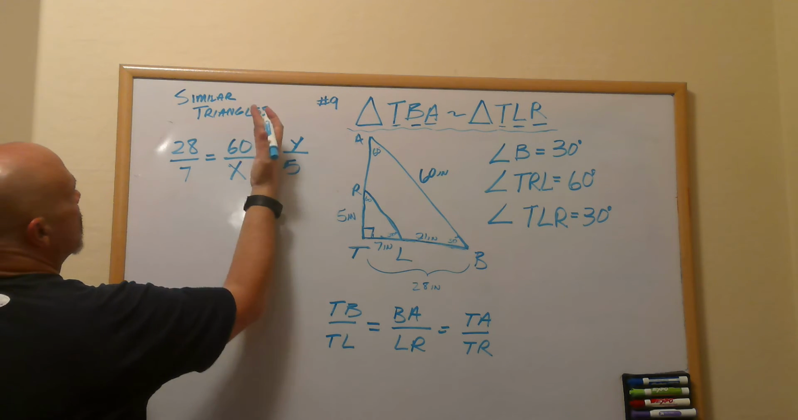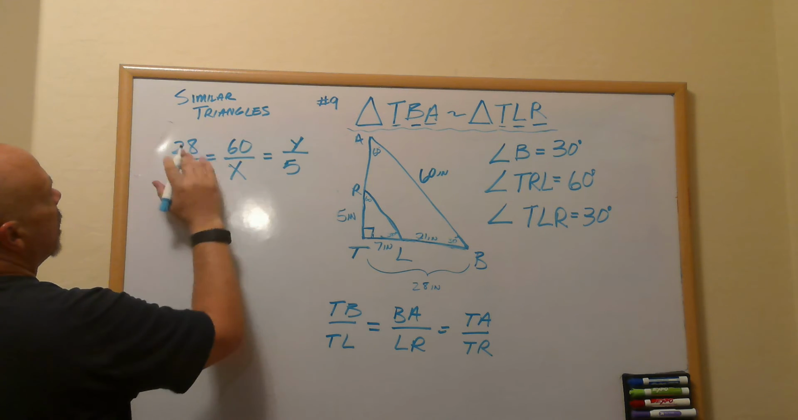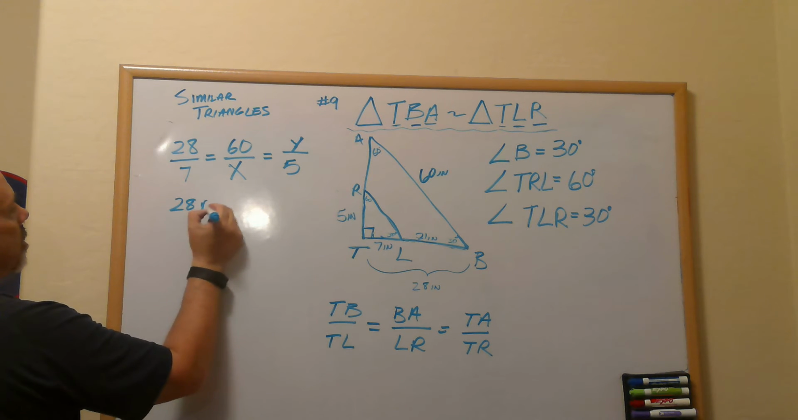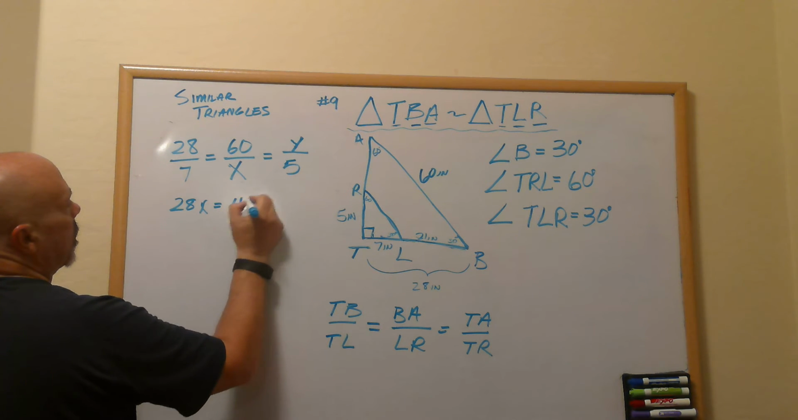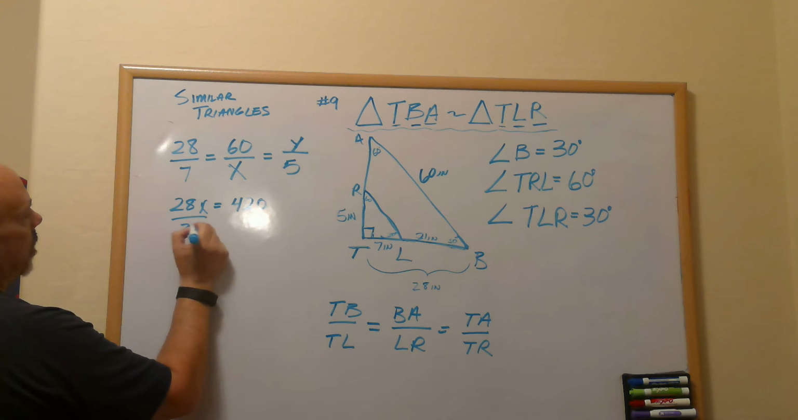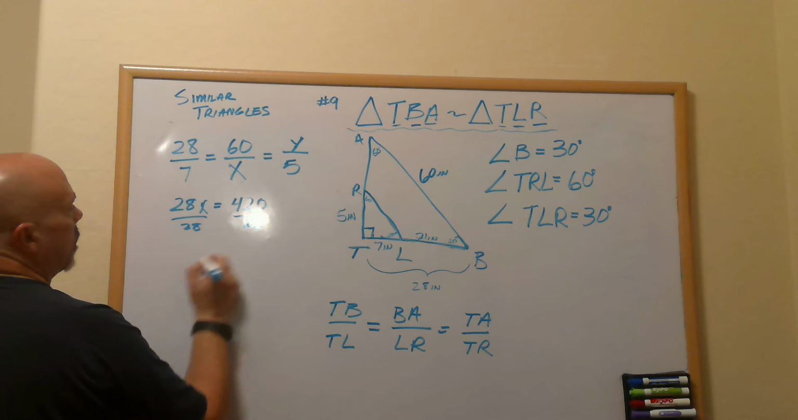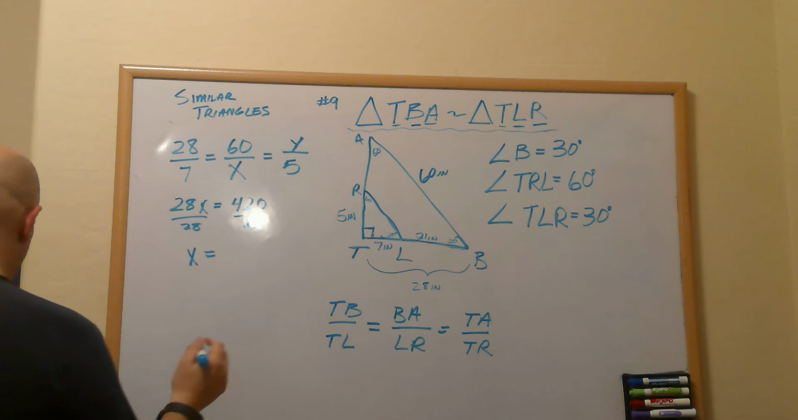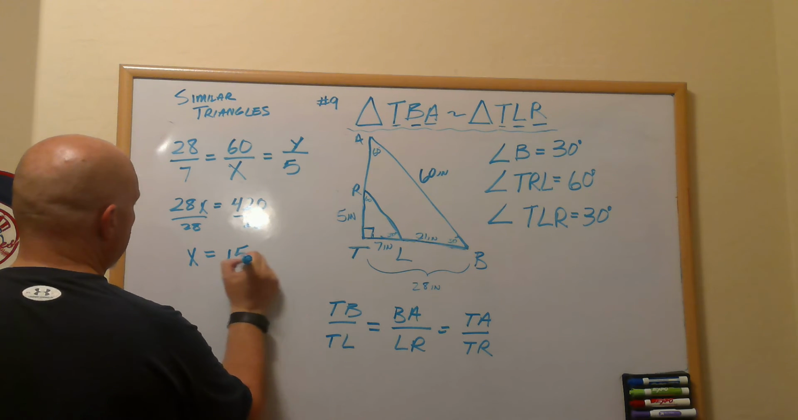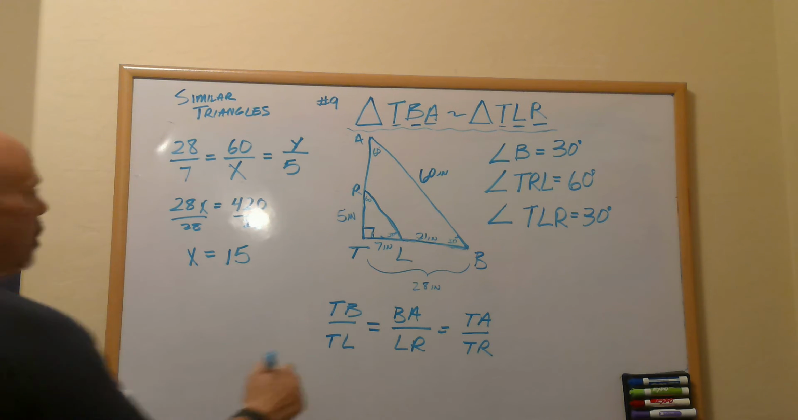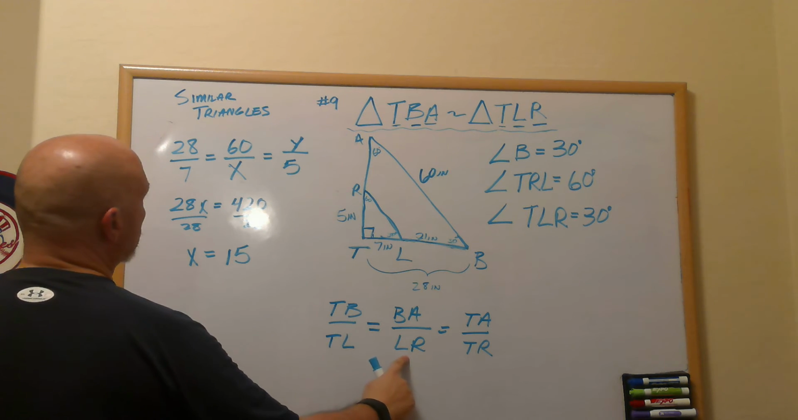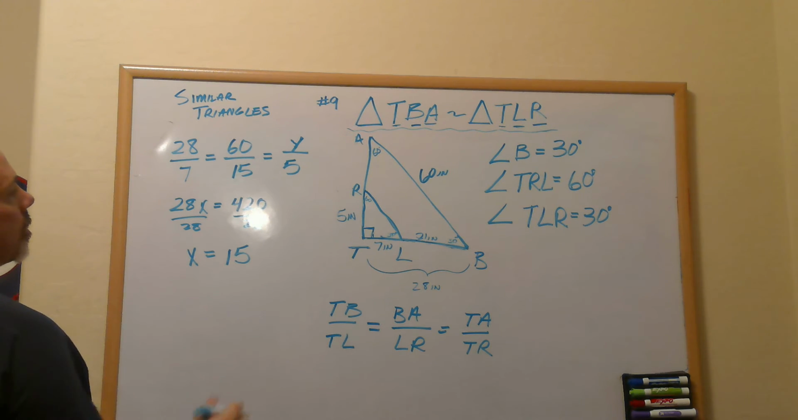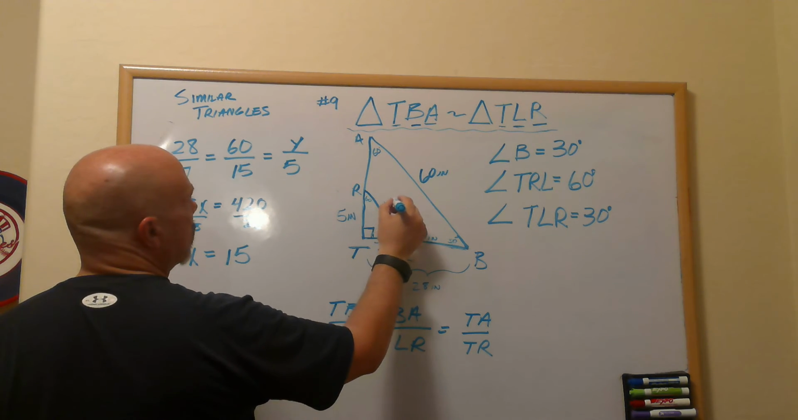So then I'll just use this part of my known information, cross multiply, and solve for X. 28 times X is going to give me 28X. 7 times 60 is going to be 420. I'm going to divide both sides by 28. X is going to equal 15. So now I know that LR is 15 units. So LR is now 15.